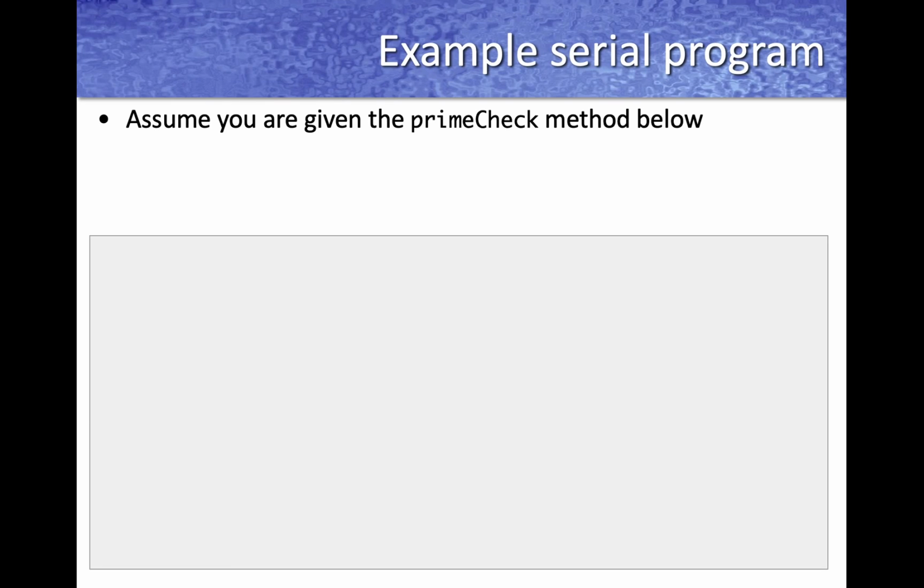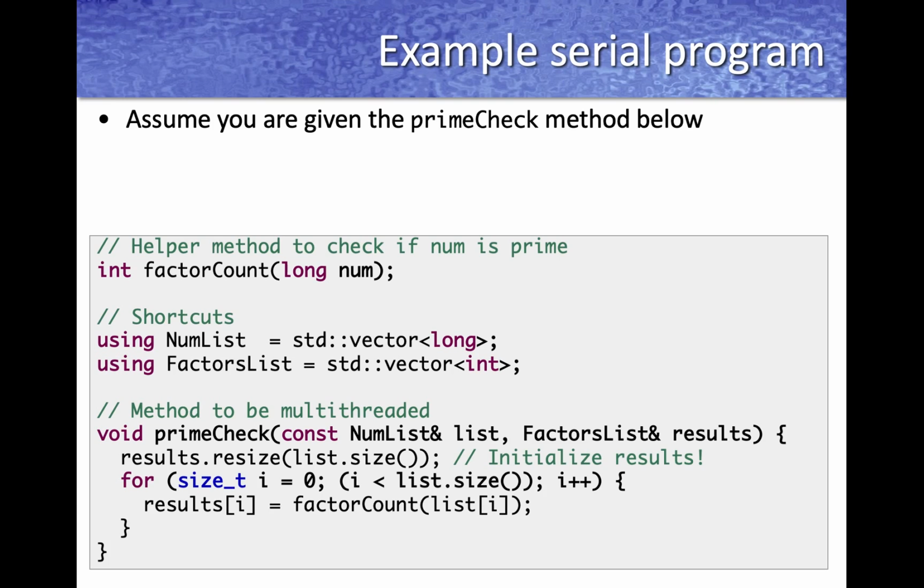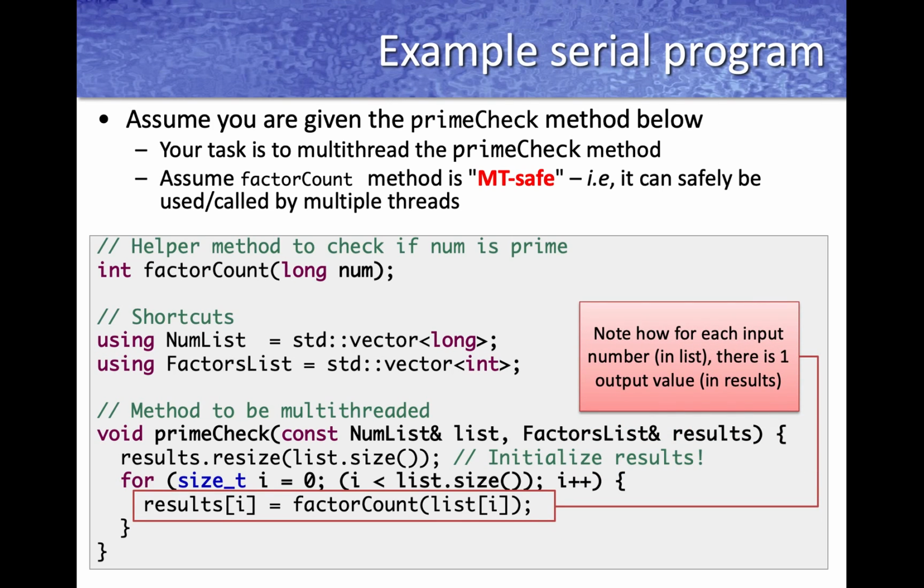First, let's start with a serial program before we get into the data parallel examples. Assume that you're given a method called prime check that you need to multi-thread. So prime check is going to operate on a list of numbers and count some factors associated with each number. So here it's going to create the results that it needs to compute, and then it's going to iterate over each number in the list and compute the factors for each one of those numbers and store it into the corresponding location in results. A pretty straightforward serial program that we want to multi-thread. Notice that here, for each input in the list, we are computing a corresponding output and storing it in the results array.